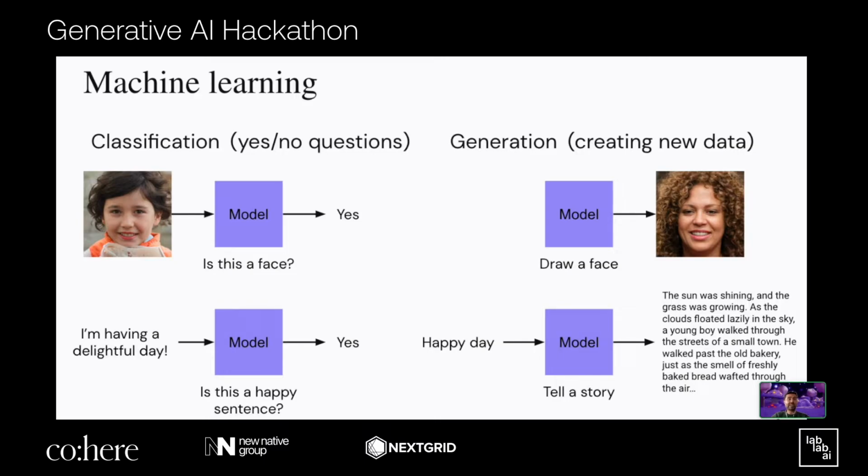And as you can see, there's two kinds here. The first one has no input. I just press a button and a new face appears. I don't tell it anything. And the second one has an input, which is I tell it what to write about, right? So those are two types of generative machine learning.